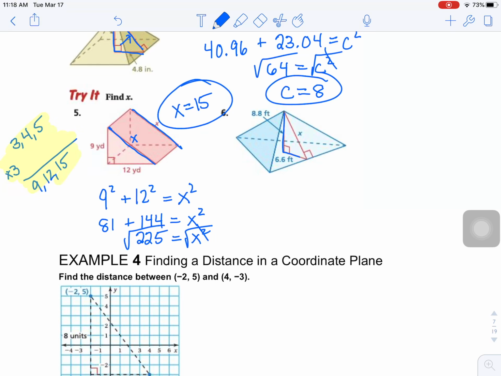Same idea. In this example here, again, we have this triangle that I just outlined in blue. Maybe not the best choice since it's a blue shape, but you get the idea. So plug them in: 6.6 squared plus 8.8 squared equals x squared. Another one I need a calculator for. 43.56.